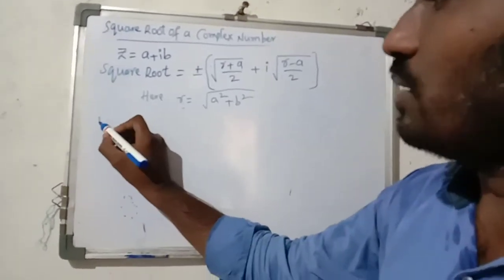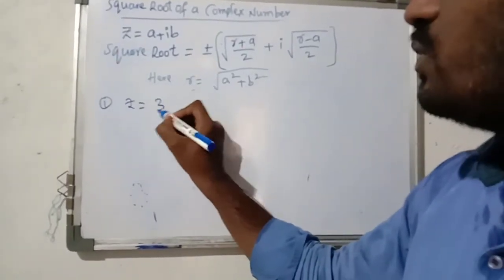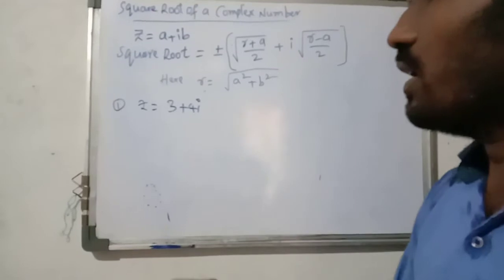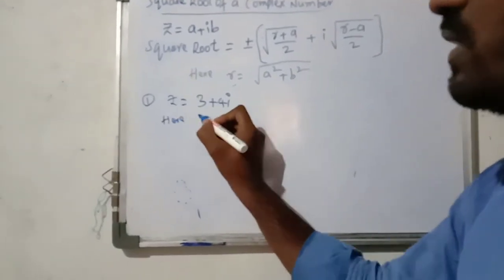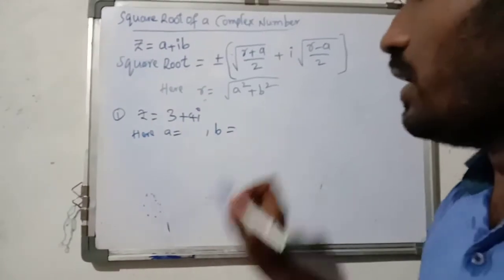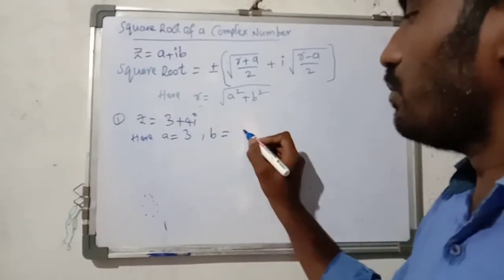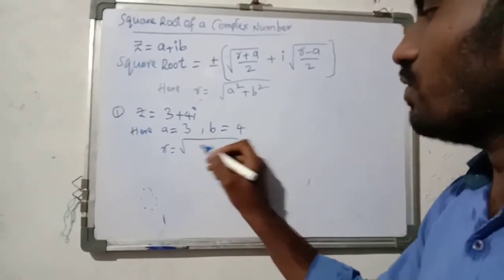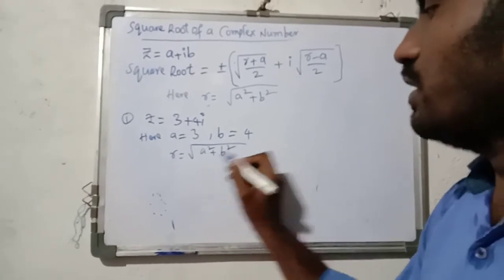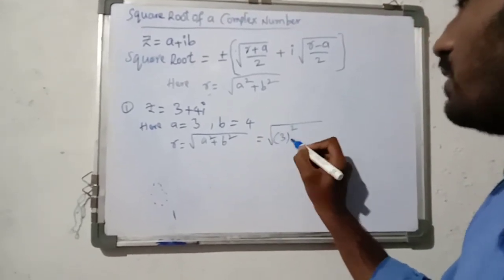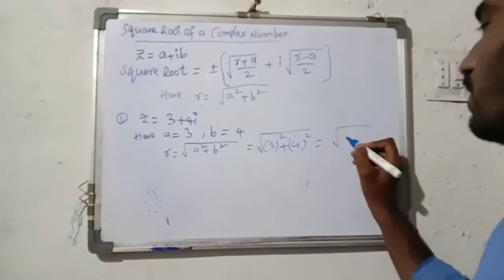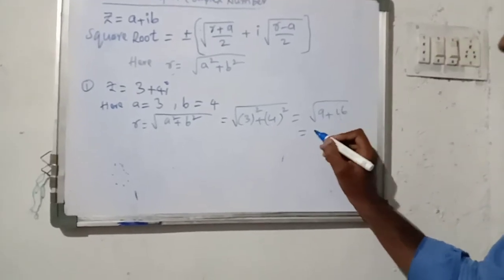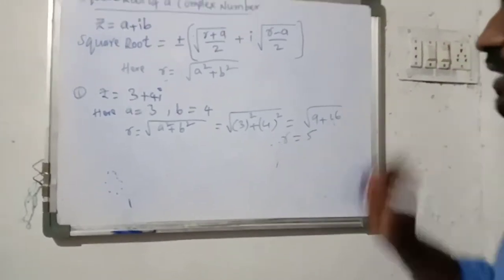Now let us take one example. That is the first example. Let z equals 3 plus 4i be the given complex number, and we have to find the square root of this complex number. For this, we have to check the values of a and b. So here a equals 3 and b equals 4. Now we have to find the value of r. The formula is r equals under root of a square plus b square, so this is under root of 3 square plus 4 square. That means 3 square is 9 and 4 square is 16, so the answer is under root of 25, and under root 25 is 5. So the r value is 5.